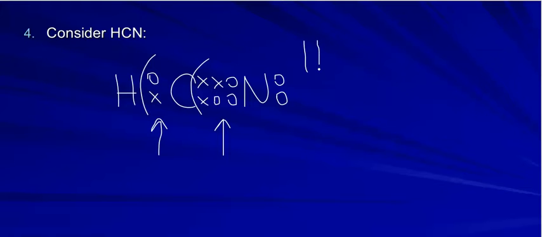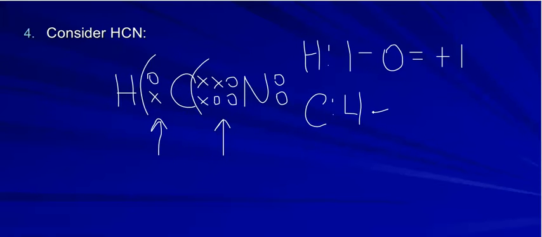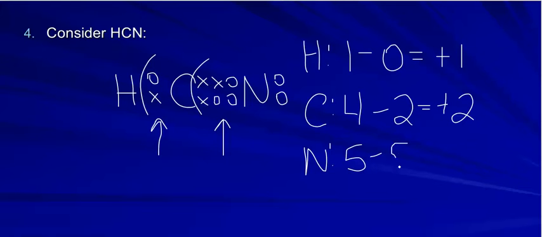So for oxidation states, hydrogen had 1 valence minus the number assigned, 0, so +1 for hydrogen. For carbon, number of valence was 4 to start. The number assigned is only 2, so +2. For nitrogen, nitrogen had 5 valence to start. The number assigned to it now is 8. So oxidation state is -3. The sum of the oxidation states is 0.